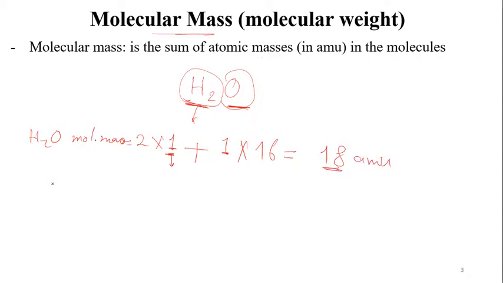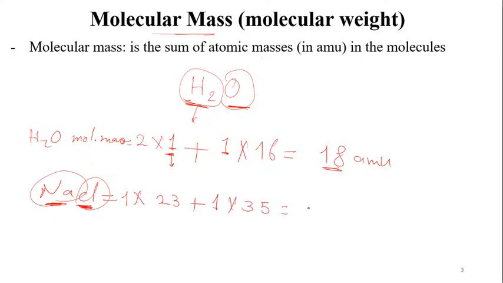For ionic compounds, something like NaCl, if I have 1 atom of sodium and 1 atom of chlorine, I multiply 1 by the atomic mass of sodium, which is equal to 23, plus I have only 1 atom of chlorine, multiplied by the atomic mass of chlorine, which is equal to 35. This means the molecular mass of sodium chloride would be equal to 58 atomic mass units.